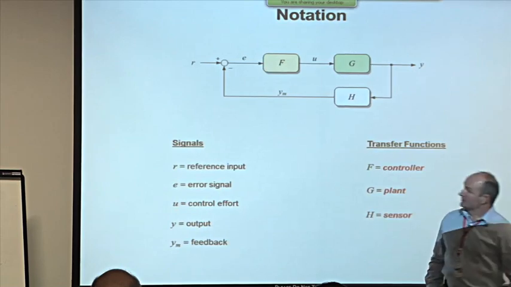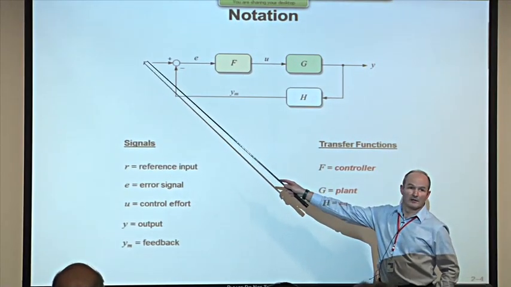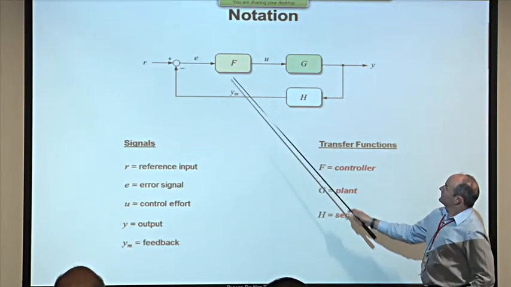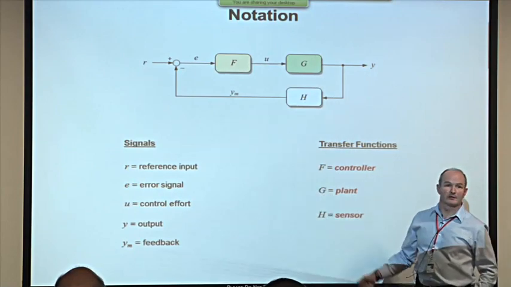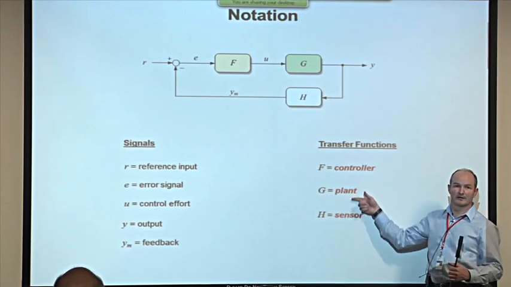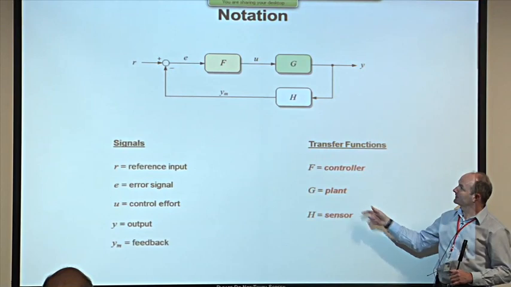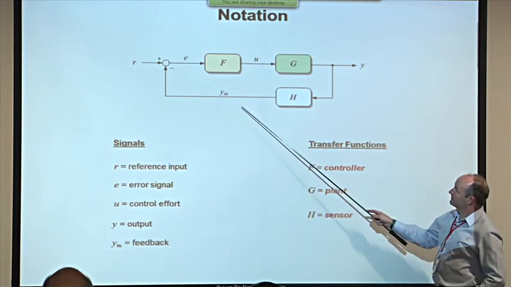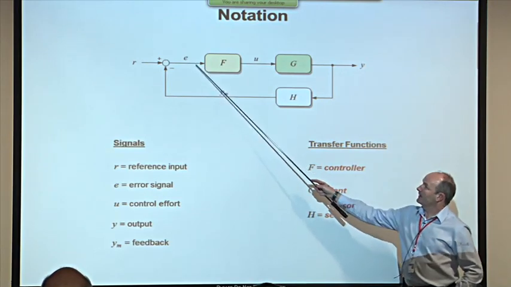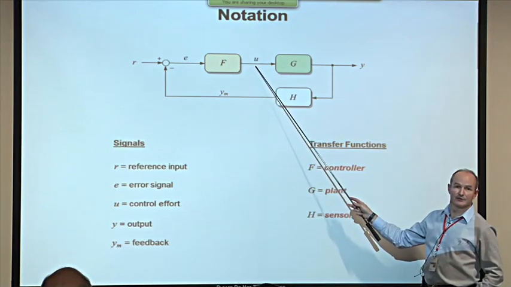The notation I'm going to use is captured on this slide. The input I'm going to denote with the letter R, R for reference, let's say, and the output Y. And the three transfer functions of the components in the block will be uppercase letters, F, G, and H for controller, plant, and sensor, respectively. Remember, each of these is a transfer function, potentially. And then the signals appearing around the loop, I'm going to call the measured output Y sub M, M for measured. The error, well, predictably, it'll be E. And the control effort is U.